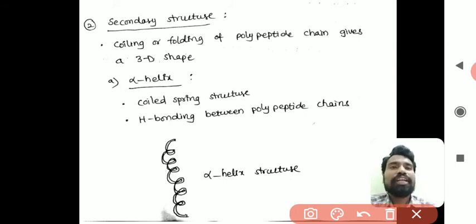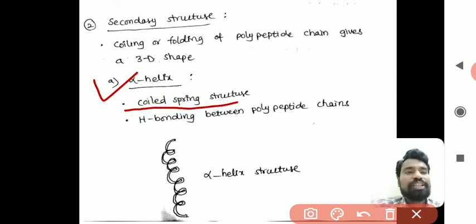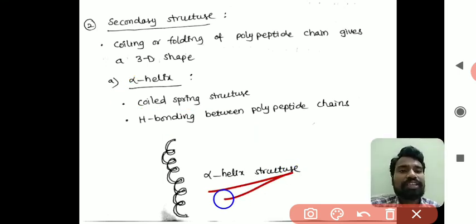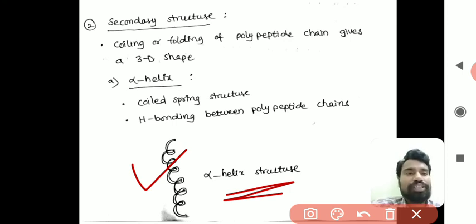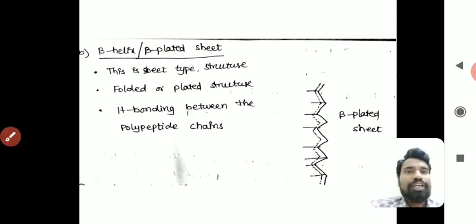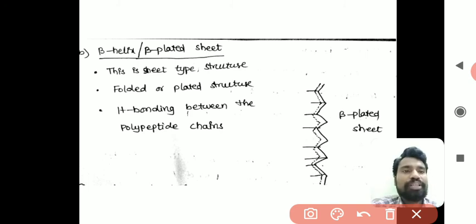So here the secondary structure of protein will have two structures. One is alpha helix. This alpha helix would be formed because of the coiled spring structure of polypeptide chains, and these two polypeptide chains will be interacting with hydrogen bonding. So this is the alpha helix structure of secondary structure of proteins. Next one is beta pleated sheet.